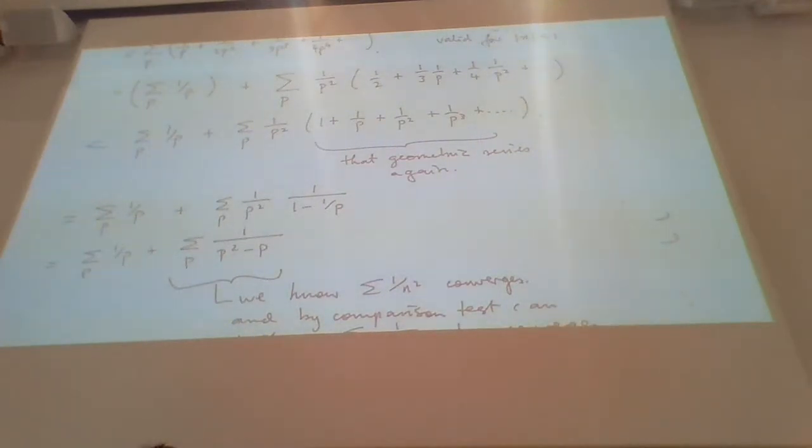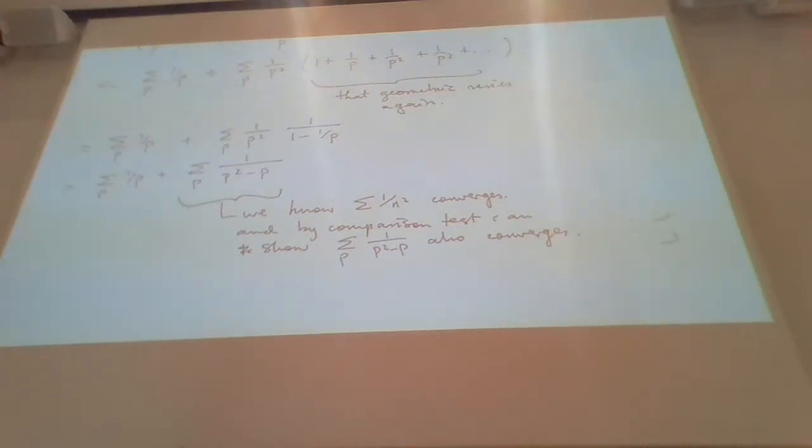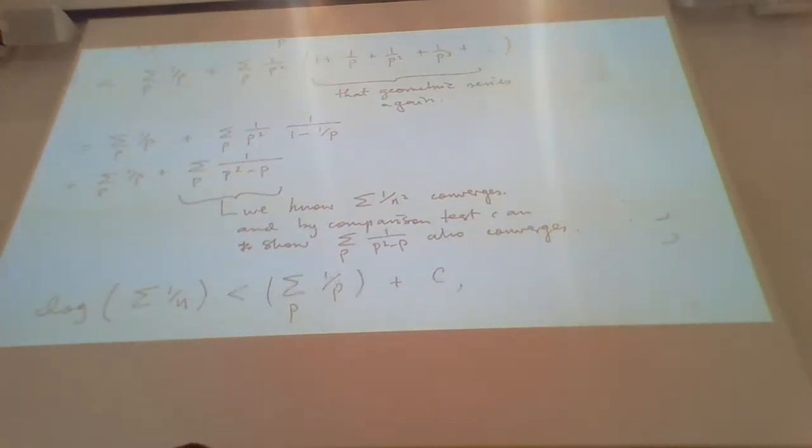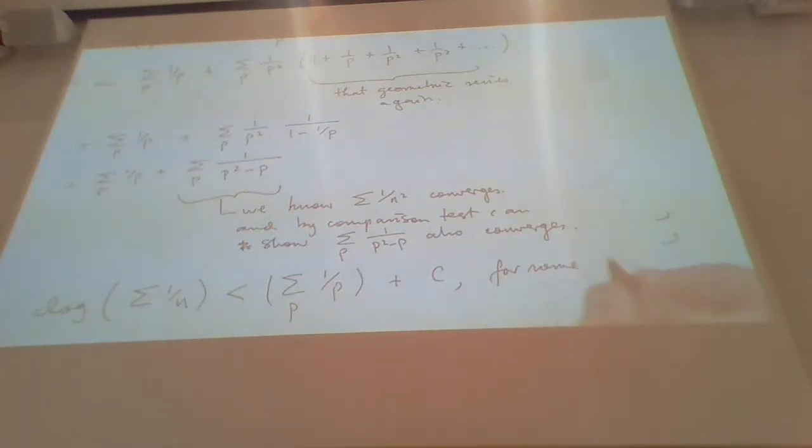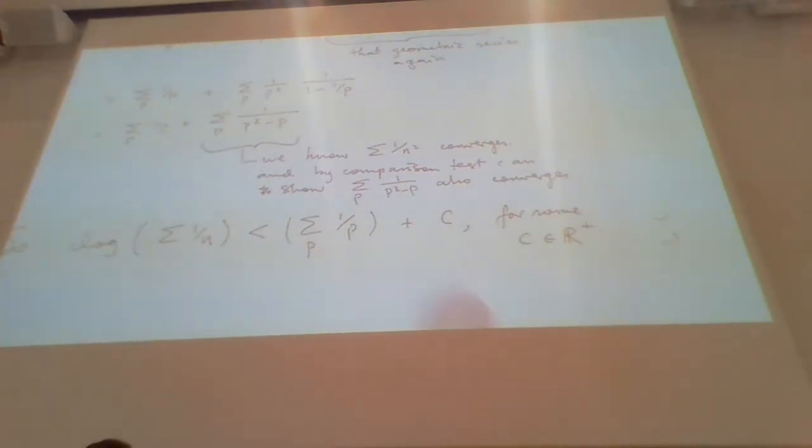So if it also converges, it means it's just equal to some number. That's okay. Converges. The sequence of partial sums converges to some fixed quantity. So what we've got is the logarithm of the harmonic series, and along the way we lost our equality, but it's strictly less than our prime harmonic series plus some number. Some positive number, okay, which is the sum of that series.